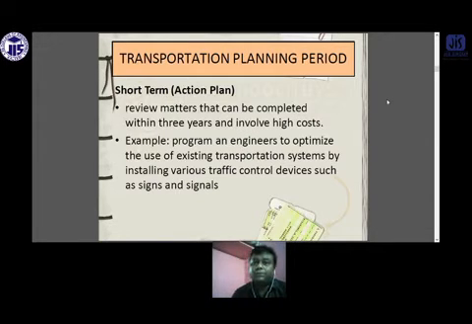Now the transportation planning period. The short-term period is a review matter that can be completed within 3 years and involves high cost. For example, programs and engineering to optimize the use of the existing transportation system by installing various traffic control devices such as signals and signs. As I discussed in my traffic signal lectures on the design of traffic signals, there are manual, semi-automated and automated traffic signals. So how are these traffic signals designed?